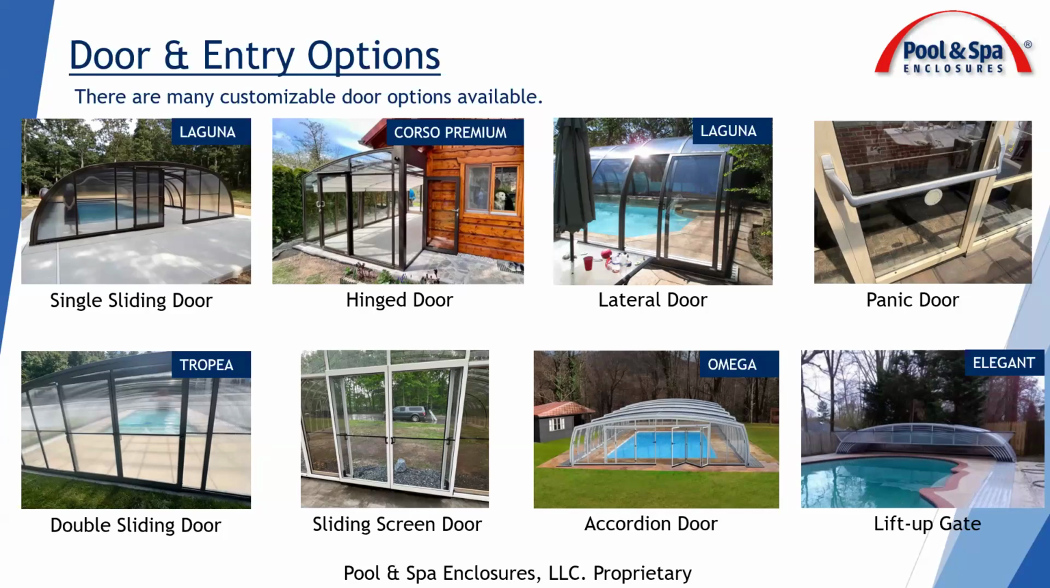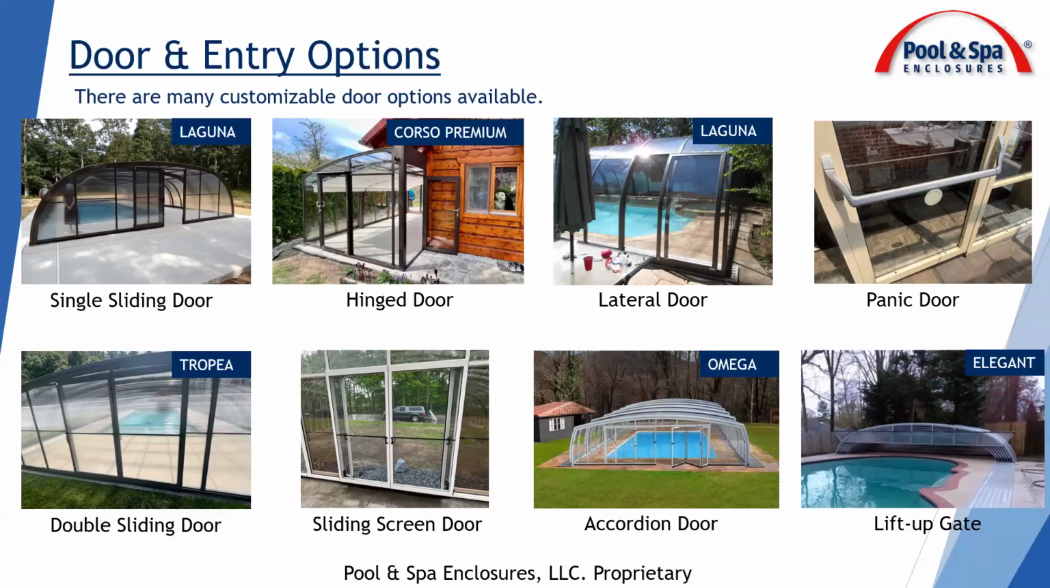We have hinge doors based on the area. As you see there with the Corso Premium, there was not enough space to have a sliding door, so we put together a hinge door. We have a lateral door, which you see there in the top with the Laguna. That lateral door is on the side of the enclosure and gives somebody better access versus one in the face or the gable end. That lateral door, again, will slide open where they can get in and out.